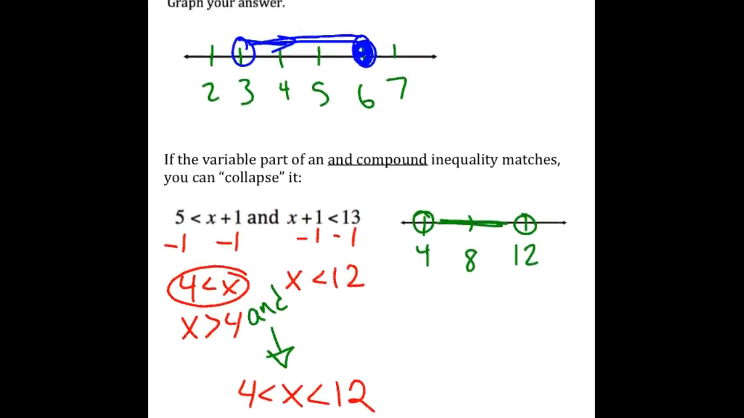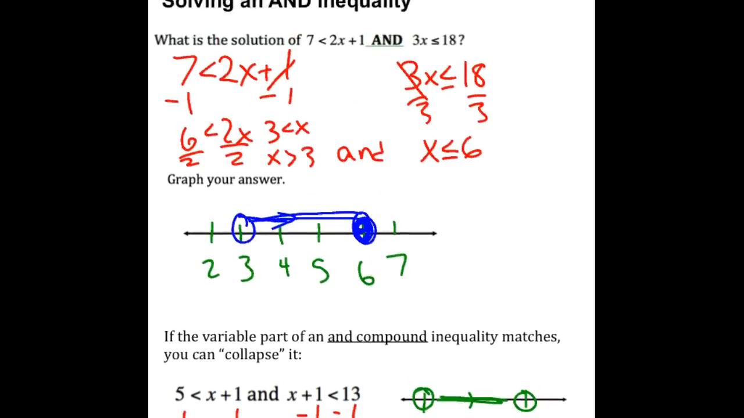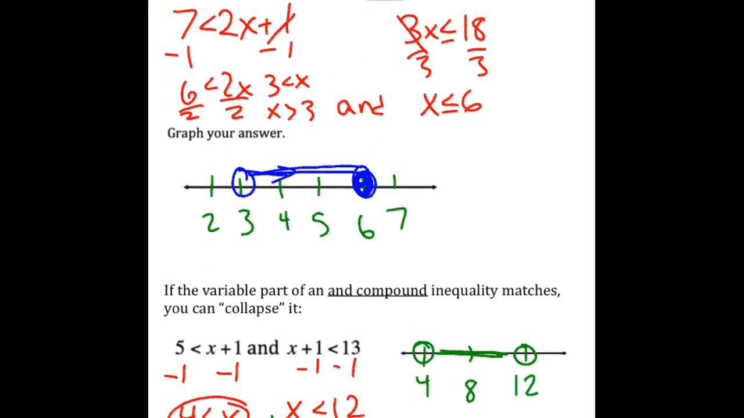So on the previous one, if we wanted to collapse that inequality, x is greater than 3 and x is less than or equal to 6, we're going to go 6 is... 3. That's what we're going to start with.